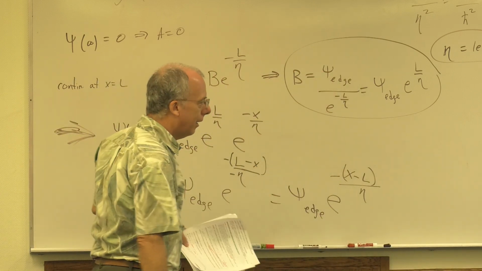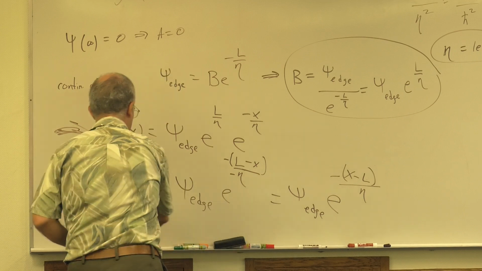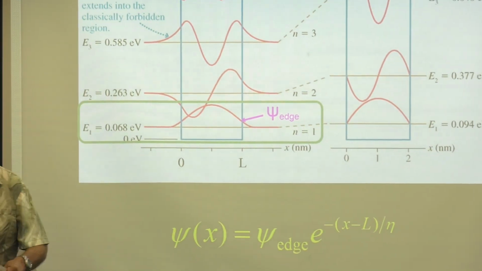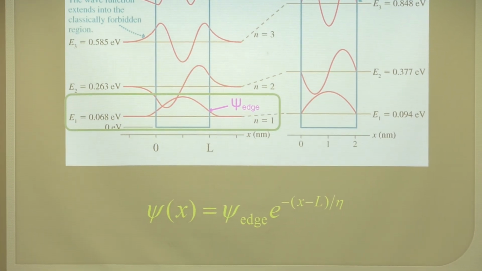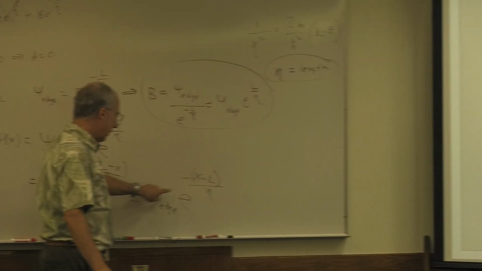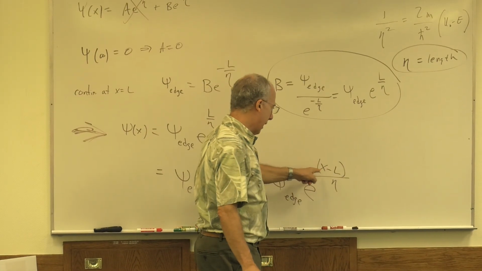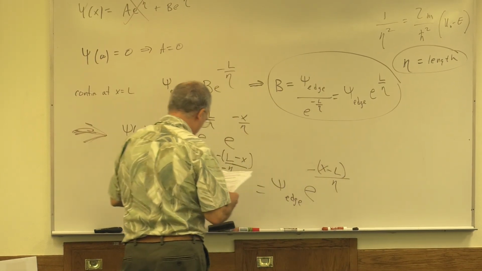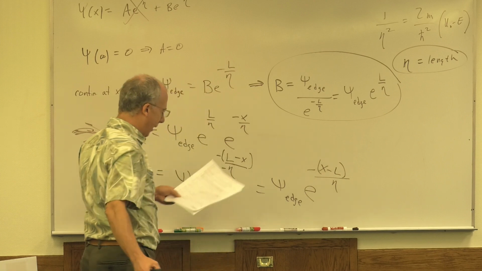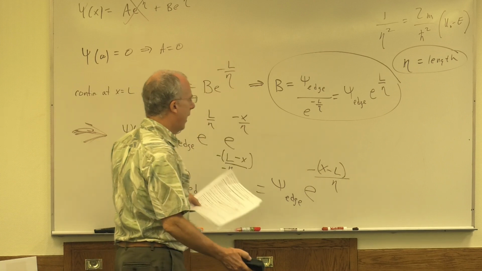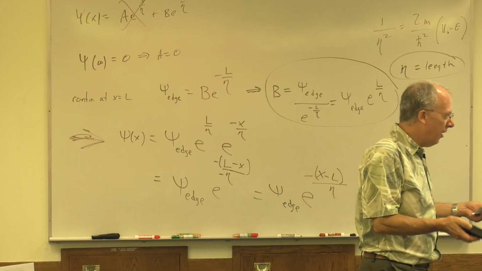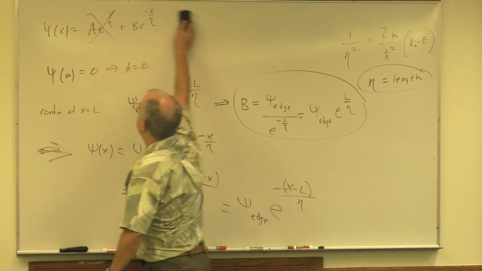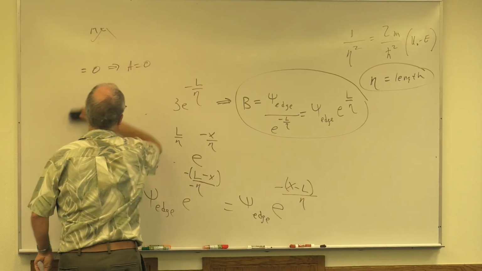So we did it. So the wave function is, again, all we're concerned with is over here, because that's where the non-classical work is going on, right? So the wave function, psi of x, equals psi edge e to the minus parentheses x minus L over eta. Awesome. Now we know eta is some kind of a length, and we know it's supposed to be important, so let's see what's so great about this eta.